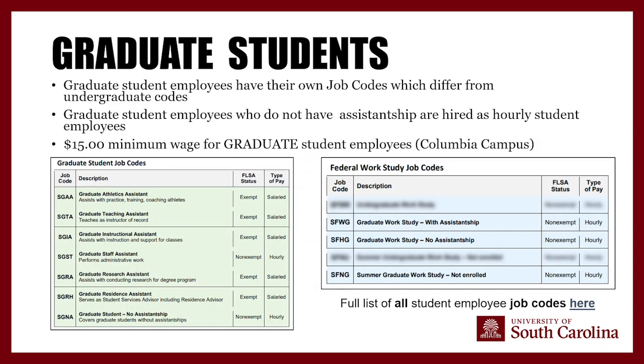Graduate student employees are unique and have their own job codes, which differ from the undergraduate ones. There are specific job codes for positions with assistantship, without, and for which federal work study funds will be used. Be sure to check out the full list to determine the best code for your student hire. Reach out to your HR contact for additional help.